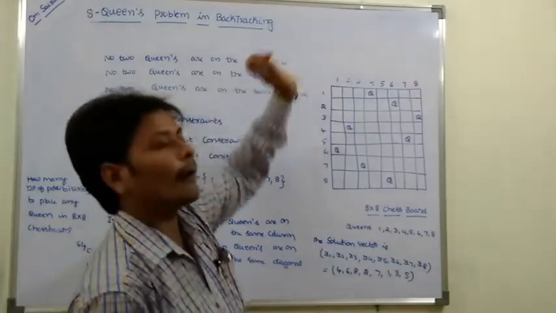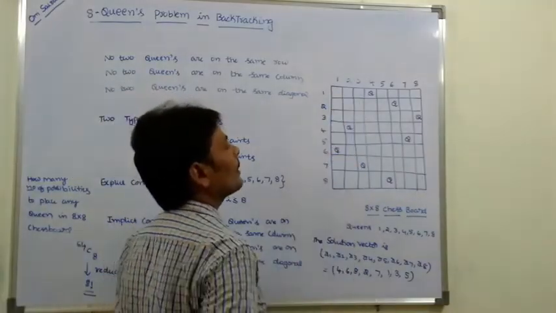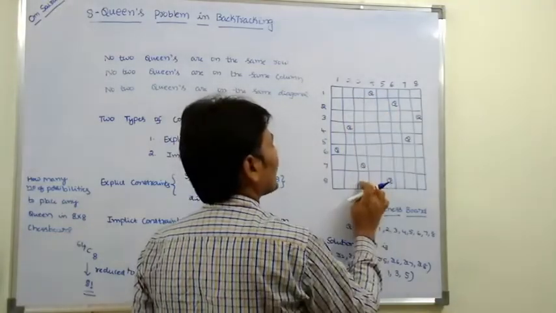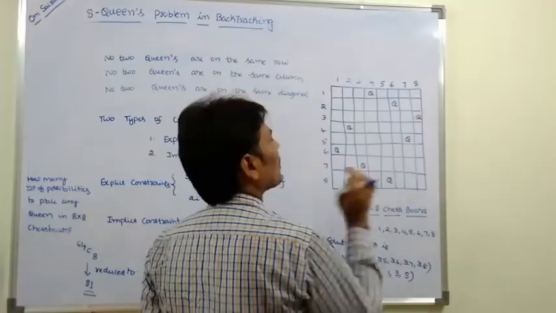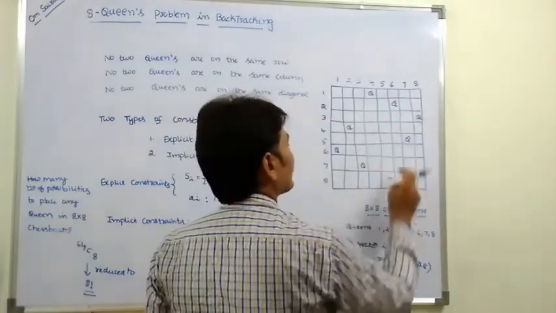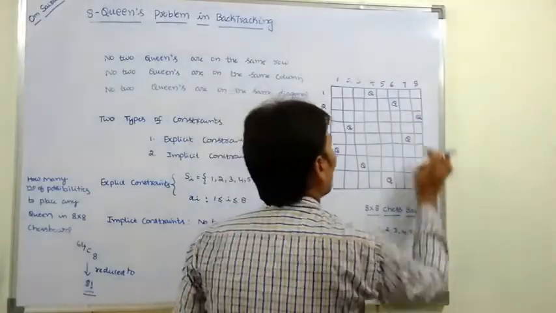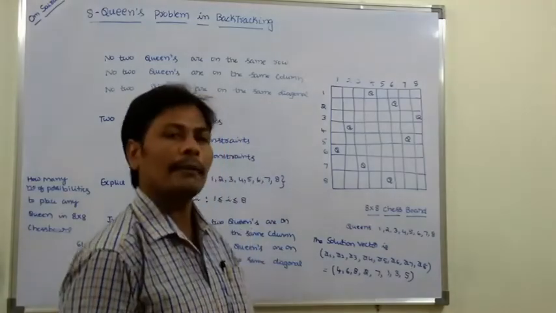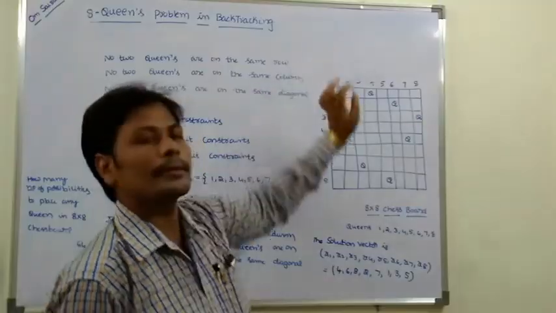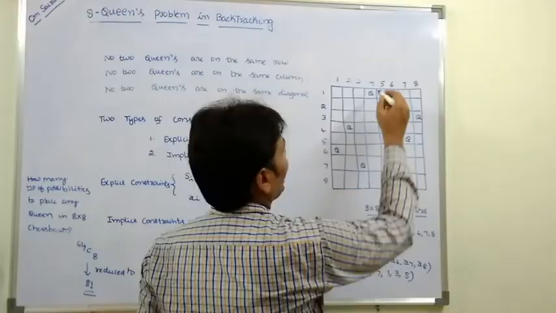So each and every column contains only one queen. The first column contains only one queen. The second, third, fourth, fifth, sixth, and seventh columns each contain only one queen. And the eighth column contains only one queen. So no two queens are on the same row. No two queens are on the same column. No two queens are on the same diagonal. We have to check.